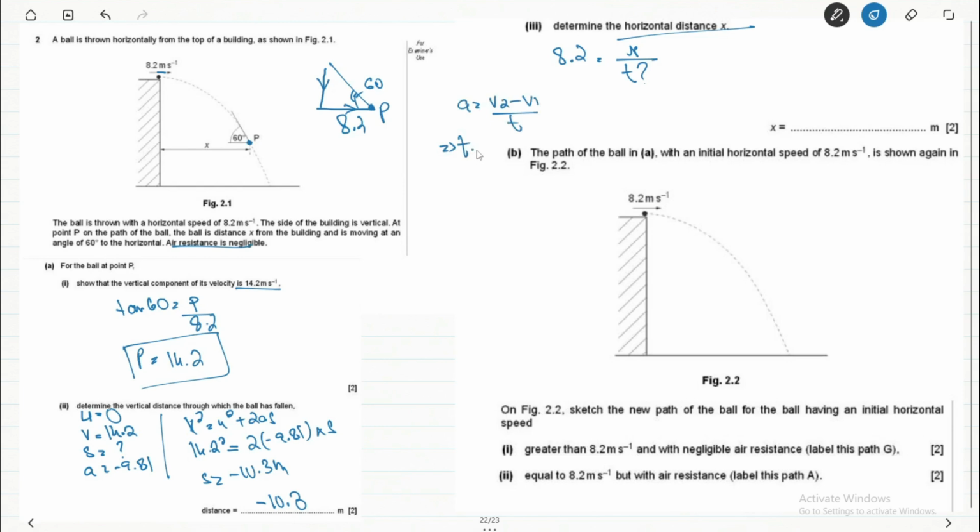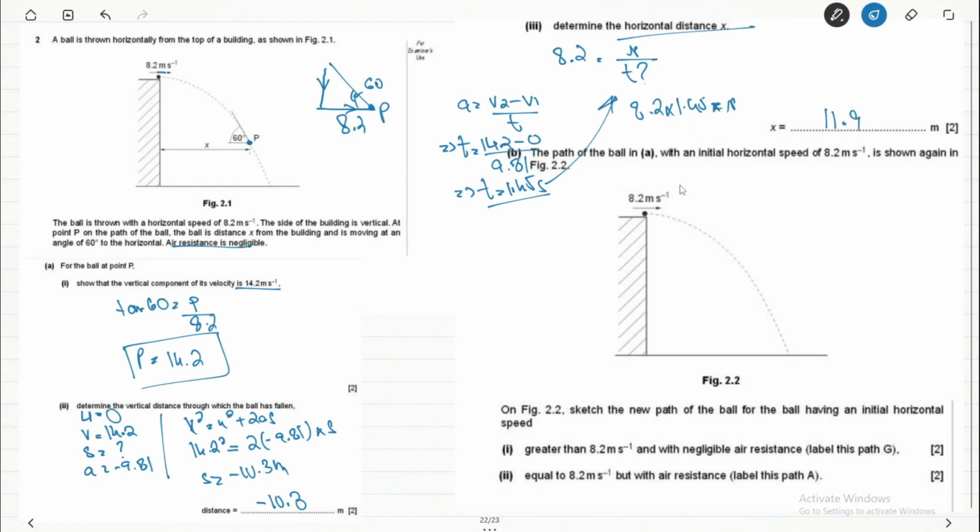Acceleration is equal to v2 minus v1 divided by time. So time is v2, which is 14.2, the final velocity here. We are just taking the vertical component right now. 14.2 minus 0 divided by 9.81. I'm just ignoring the negative signs here right now. So time is 1.45 seconds. So just plug this value in here. So this becomes 8.2 multiplied by 1.45 is equal to x. So x becomes 11.9 meters.